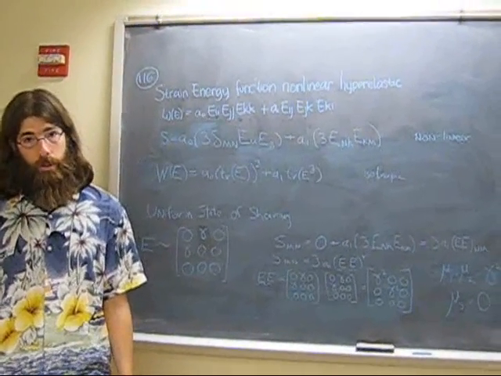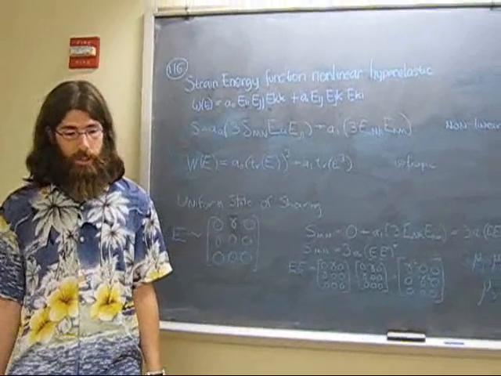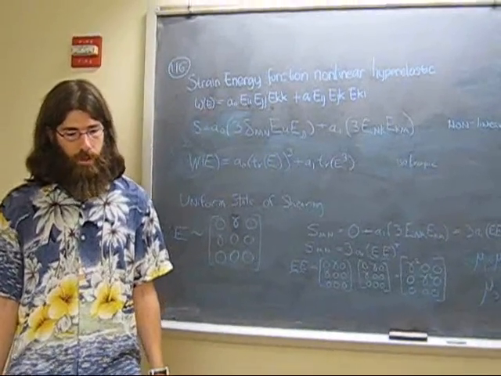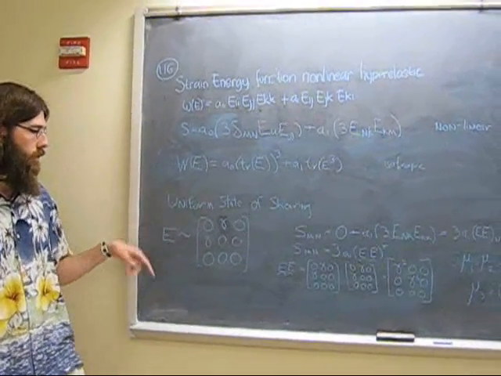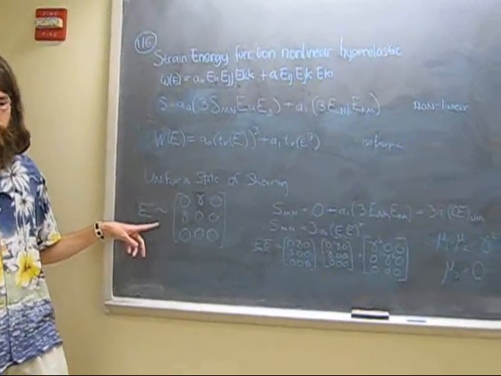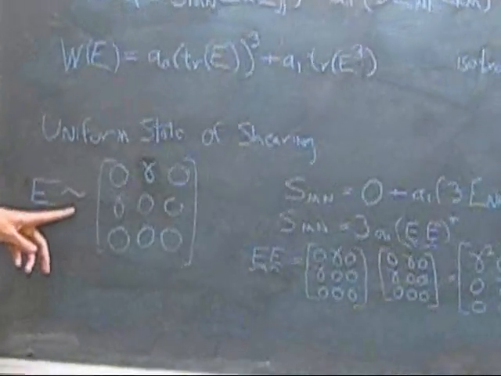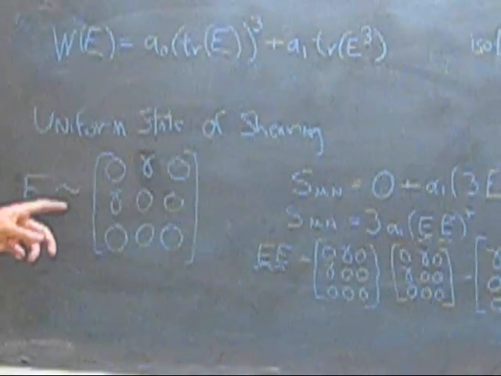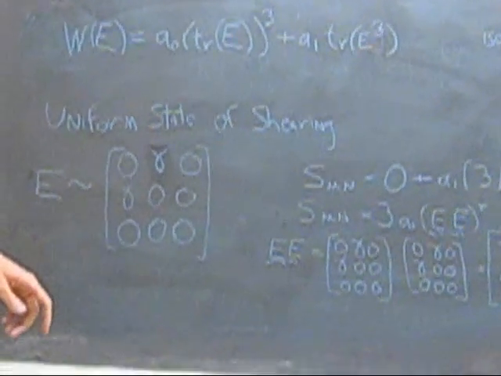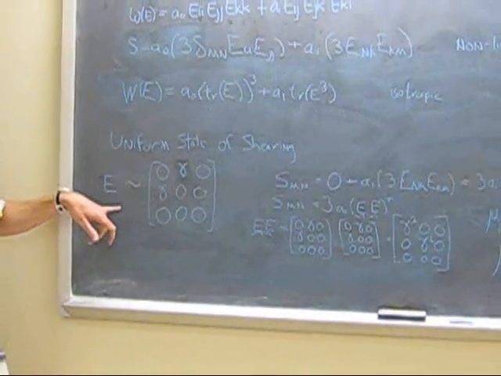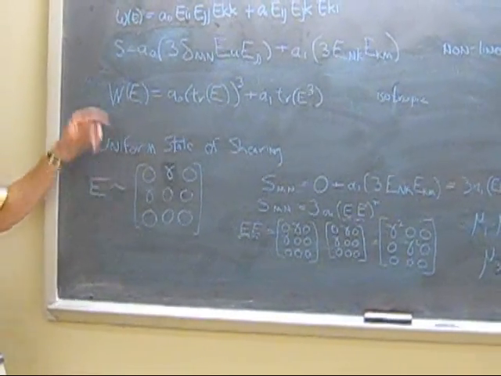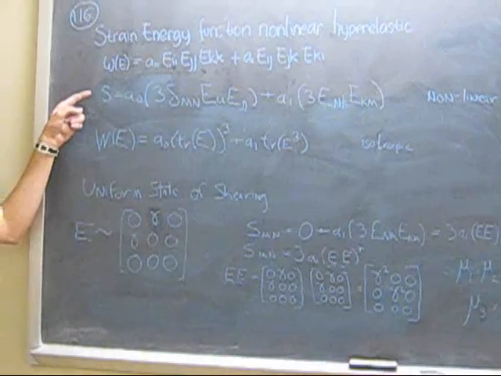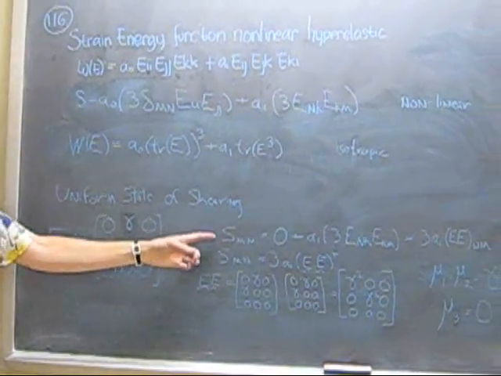The following section of the problem gives us a uniform state of shearing given by this strain tensor, and it asks us to find the principal values of the stress tensor S. So if we take our strain tensor and plug it back into our stress tensor formula, we'll end up with this.